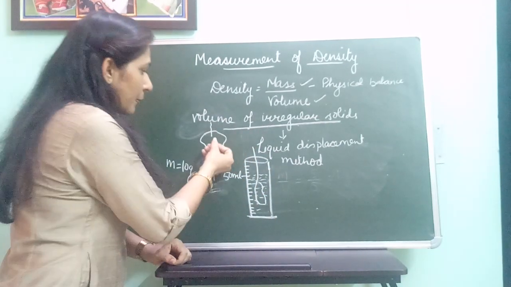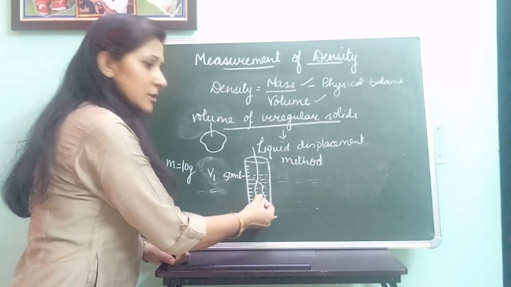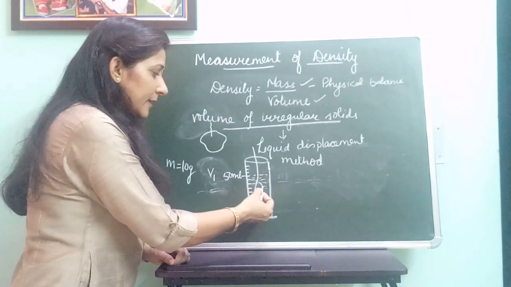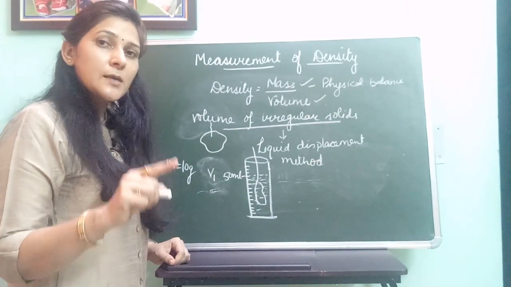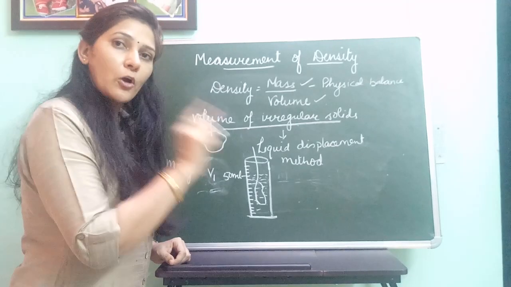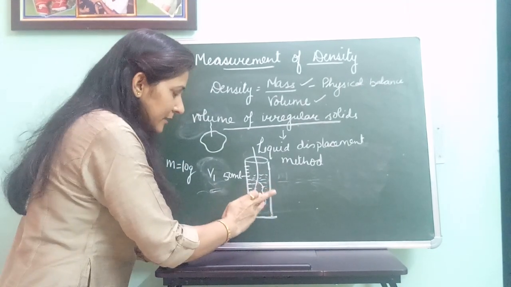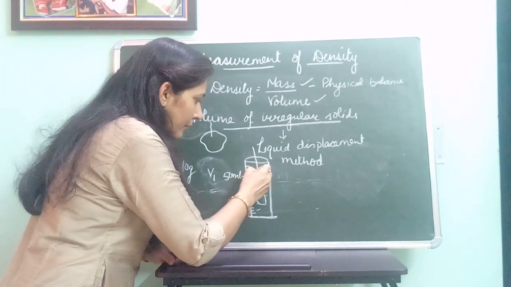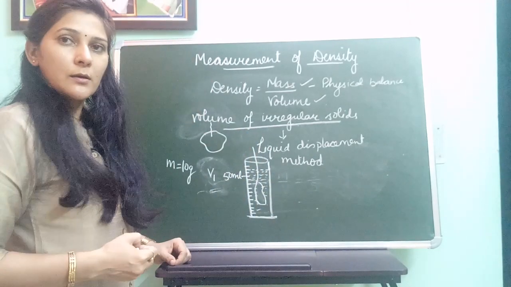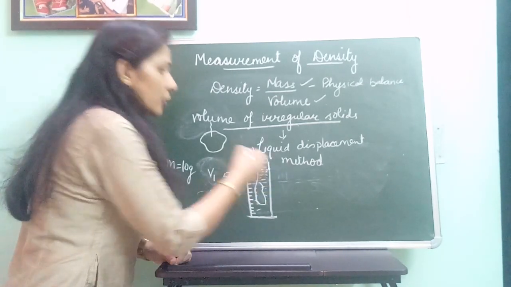Okay, when I put this stone into the measuring cylinder, as I told you, this solid is able to displace liquid. How much liquid is it able to displace? Equal to its own volume. As it is able to displace the liquid, that liquid which is displaced will be observed over here. The level of the previous liquid rises and it gives a new reading now.